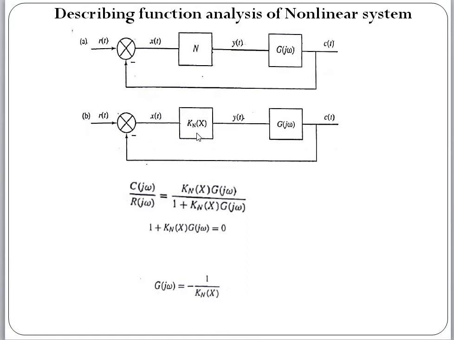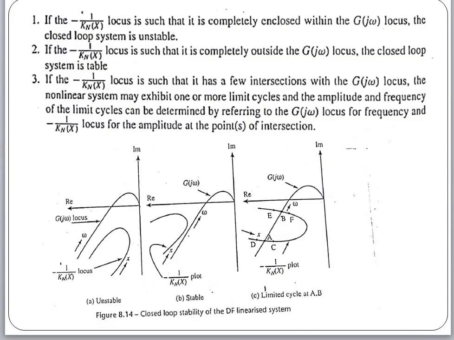Because Kn(x) is not a constant, it is a function of the input amplitude x, and it is a curve for different values of x. So now we can see the conditions for closed loop stability in these types of systems. So we can see the condition for closed loop stability.